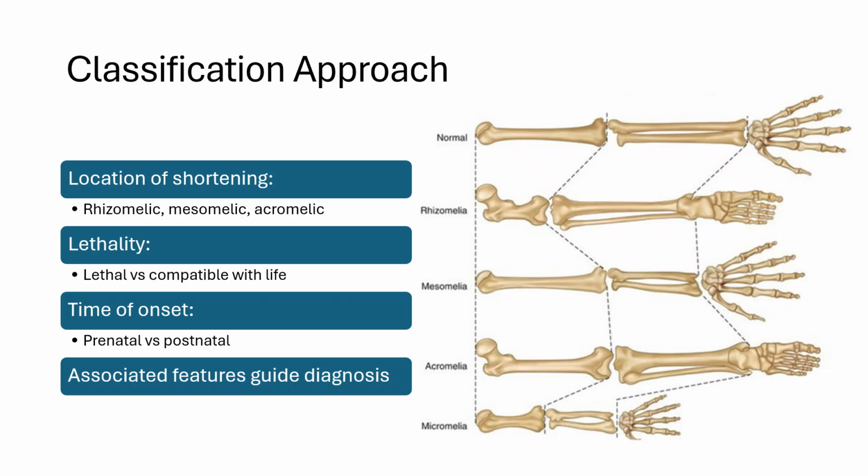The lethality classification addresses the most immediate clinical concern, whether the condition is compatible with life or poses immediate threats to survival. This distinction helps us prioritize our interventions and guides our conversations with families about prognosis and treatment options. The timing of onset, whether prenatal or postnatal, influences both our diagnostic approach and our understanding of the condition's natural history.